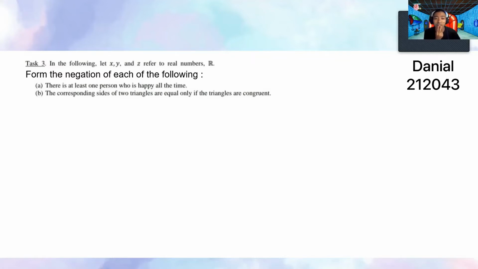And the question asks, in the following, let X, Y, and Z refer to real numbers R, and form the negation of each of the following. So for B, the corresponding sides of two triangles are equal only if the triangles are congruent. So what is meant by only if? Only if has the same meaning as if A then B. So for example, A only if B is equivalent to if A then B.